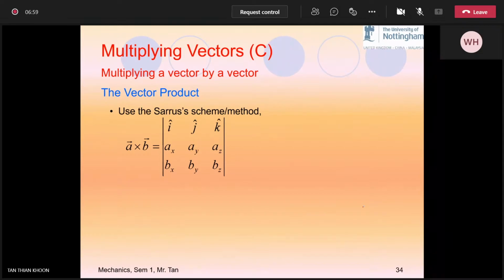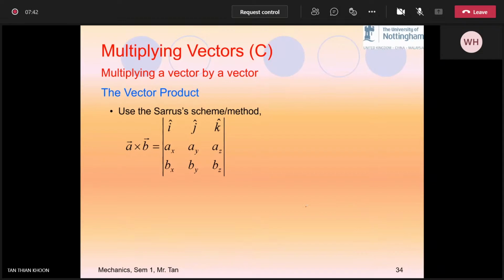Anyway, let us have a look at this Sarrus's scheme. Sometimes the references are written as Sarrus's rule, Sarrus's scheme, or Sarrus's method. It doesn't matter, as long as we got the way to calculate this A cross B, the way he introduced, that is already very good. So he also introduced this A cross B in terms of the magnitude of the matrix method, right?